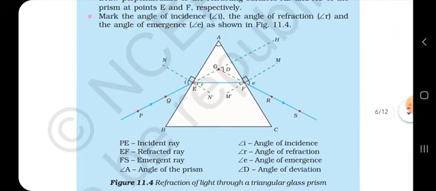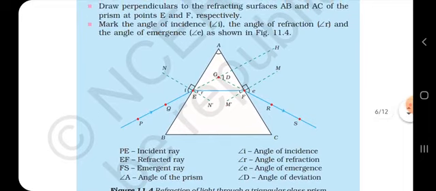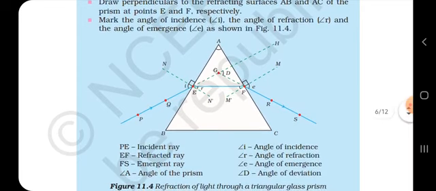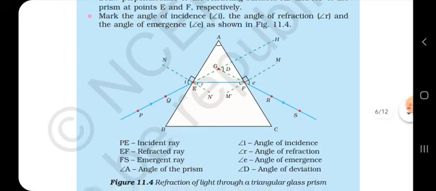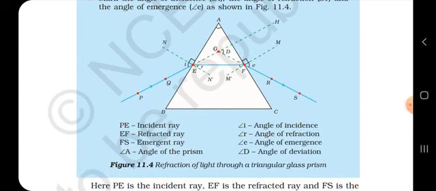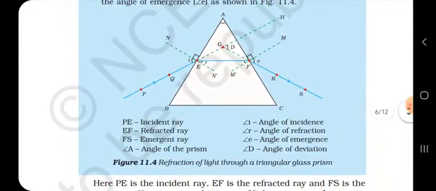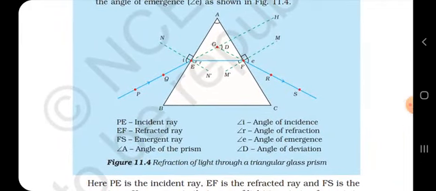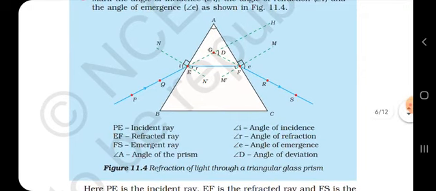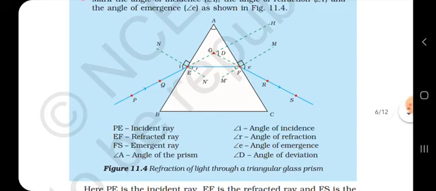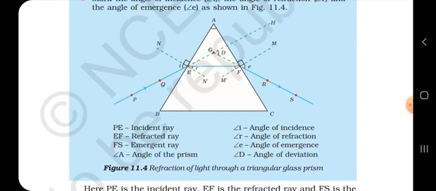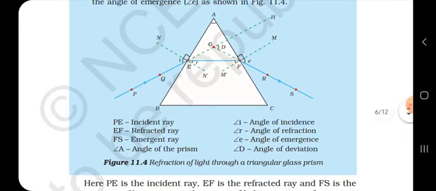Then it bends towards EF. As I told you, when light passes from a thinner medium to a thicker medium, it bends towards the normal. Over here, N prime and M prime are the normals. PE is the incident ray and EF is the refracted ray. The angle of incidence is denoted as i, the angle of refraction as r, and the light is refracted again on the outer side of the prism, giving the emergent ray.